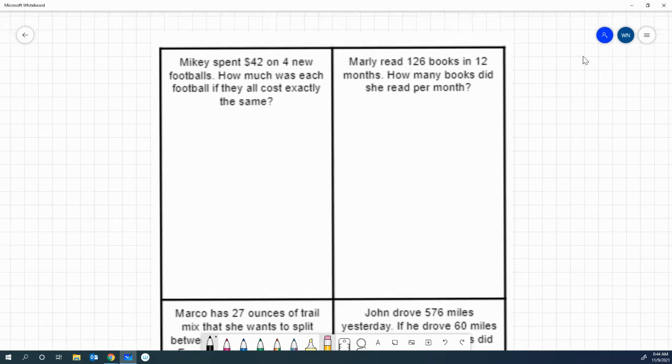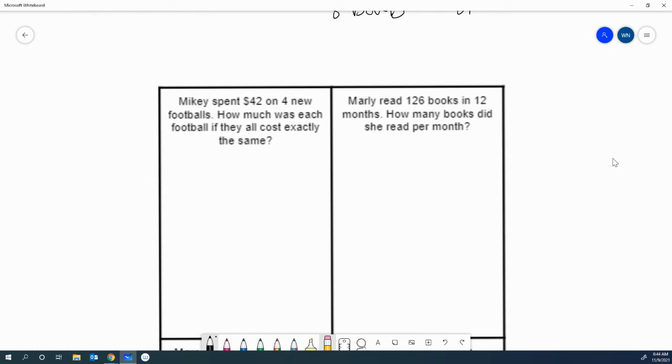Let's jump into them. The first problem says Mikey spent $42 on 4 new footballs. How much was each football if they all cost exactly the same? So the 2 numbers I've got right here are $42 and 4 footballs. I did not cut up the footballs and give it to the money. I have to divide up the money to see how much money goes with each football. So that tells me that the thing I'm dividing up is the money. So that's going to go in the dividend house and be the dividend. And I'm trying to divide up that money and figure out how much goes with each football. So that means that the football is the divisor and goes outside.